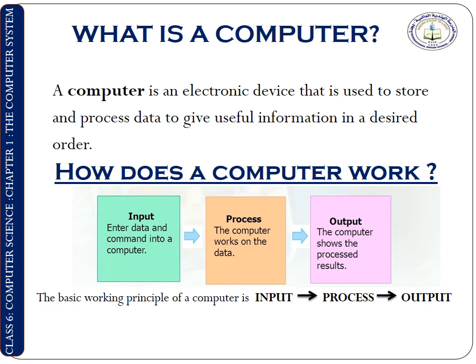monitor and printer. For example, in the case of addition of two numbers, 2 plus 3 equals 5, 2 and 3 are input. The addition is the process and the answer 5 is the output. Hope you understood the terms input, process and output. Now see the definition of a computer once again. A computer is an electronic device that is used to store and process data to give useful information in a desired order.